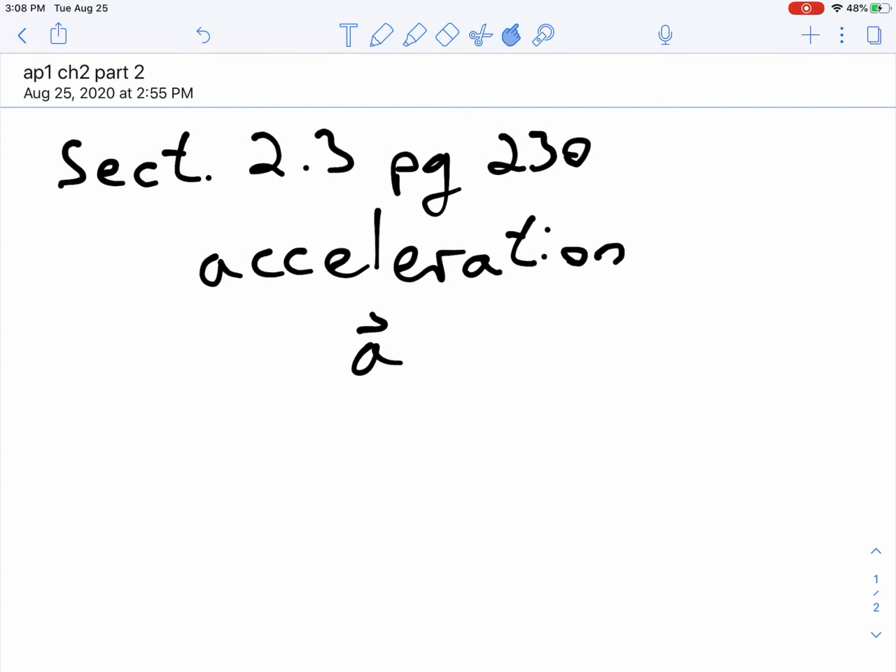Well, hello, AP1. This is going to be Chapter 2, Part 2. We're going to be starting with Section 2.3 on page 230 on a topic called acceleration. We'll use the symbol A with our little vector on top. So acceleration is a vector.